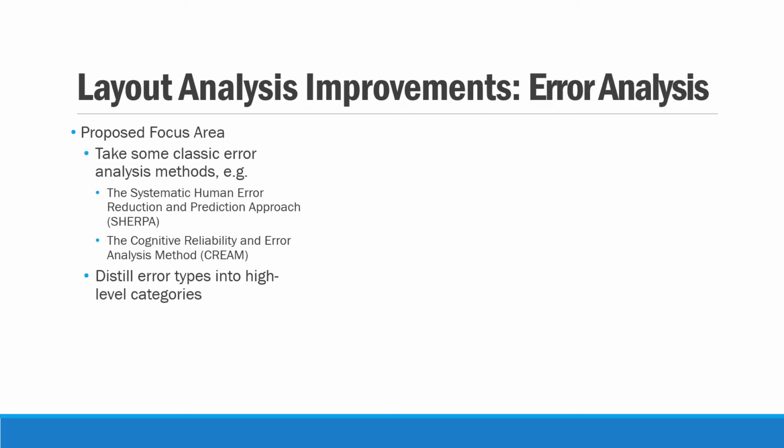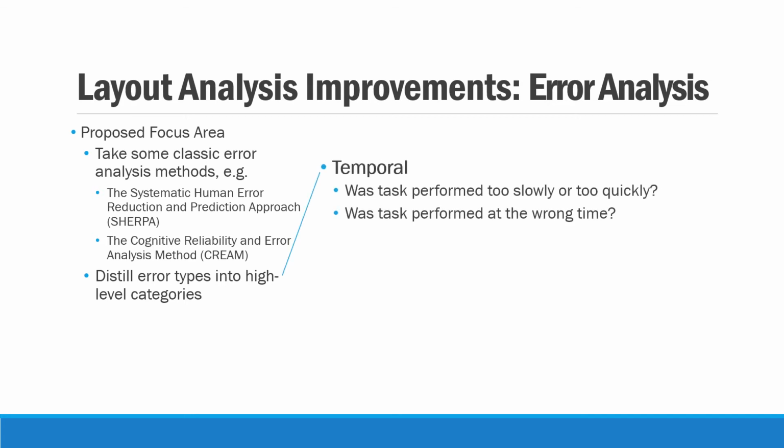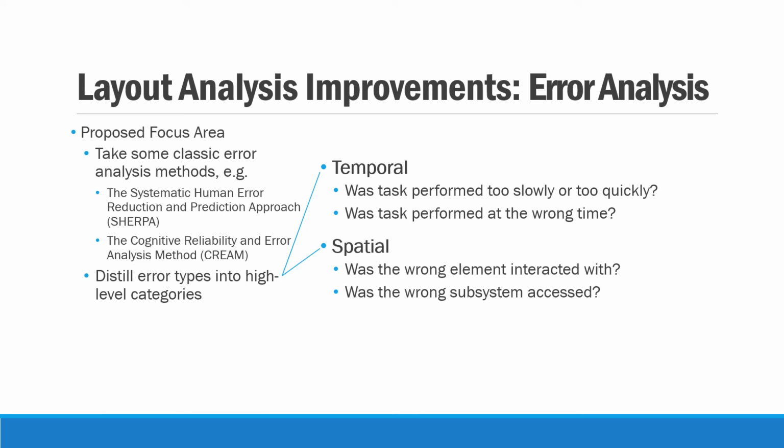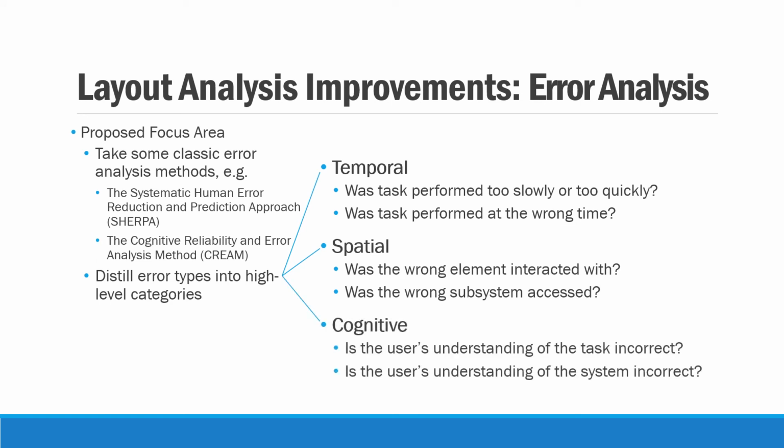The method proposed in this presentation attempts to include error analysis in layout analysis. By taking error types from classic error analysis methods and distilling them into simple, high-level concepts, we get three error types: temporal or timing-related errors, spatial or object and positional-related errors, and cognitive or comprehension-related errors.